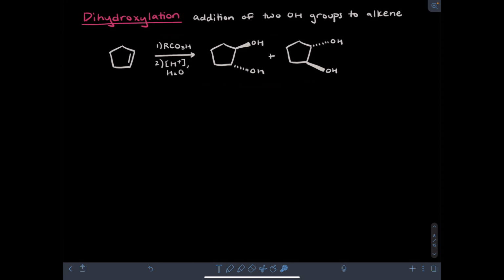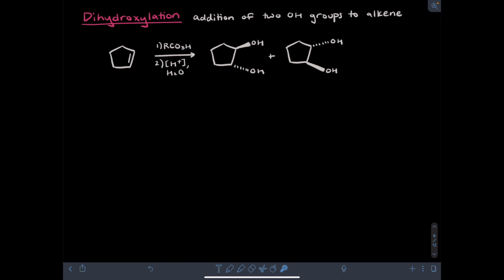The reaction steps you need to achieve this outcome come in 2 steps. First, treatment of the alkene with RCO3H. I'll draw out this structure in a minute. And the second step is treatment with an acid catalyst and a nucleophilic solvent, like water. If you use water, you'll end up with 2 OH groups in your final product.